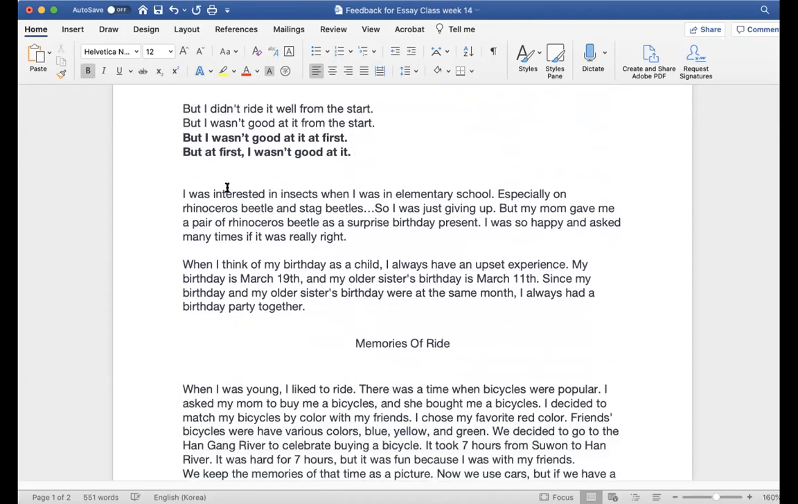Okay. I was interested in insects when I was in elementary school, especially rhinoceros and stag beetles. So, okay. So this one, the first sentence is fine. I think it was indented originally. When I copied it over, it got lost. This one I talked about last time, especially. So a couple ways to fix this. You could say I especially liked rhinoceros beetles and stag beetles, right? That's what you could do.